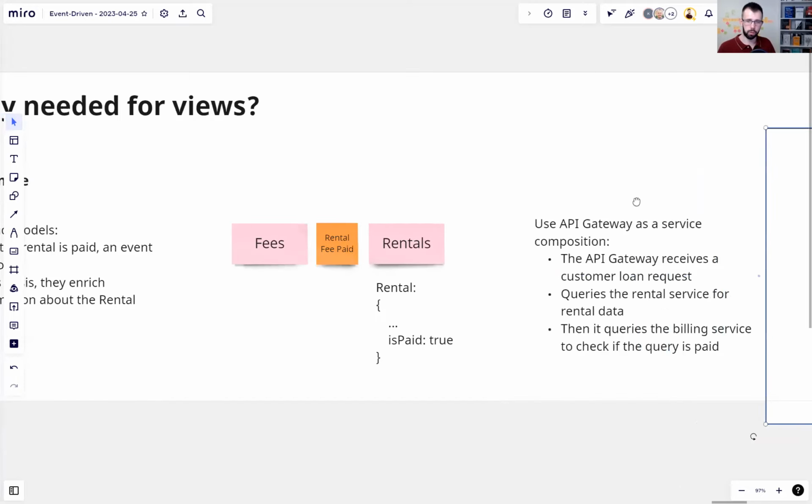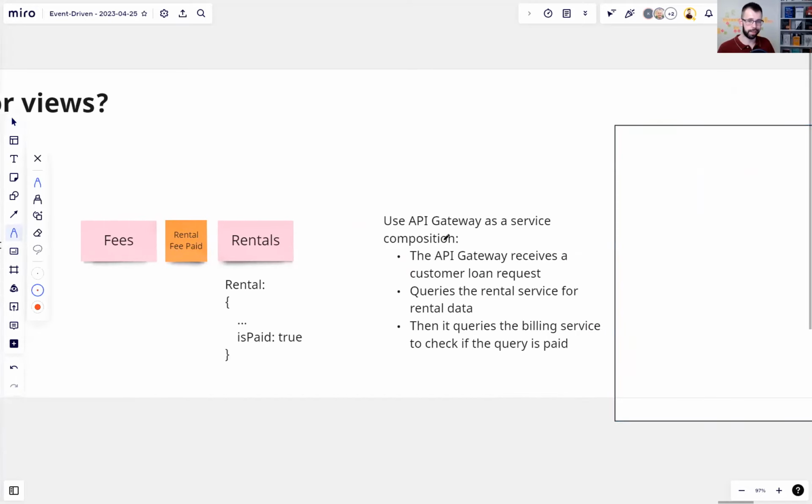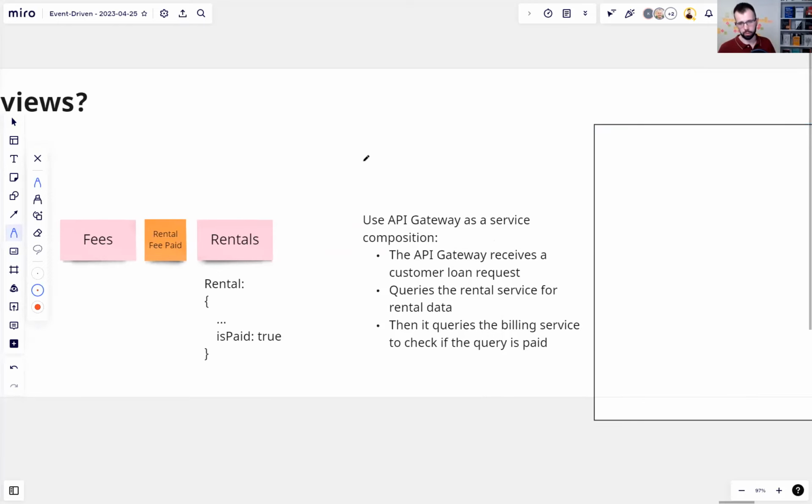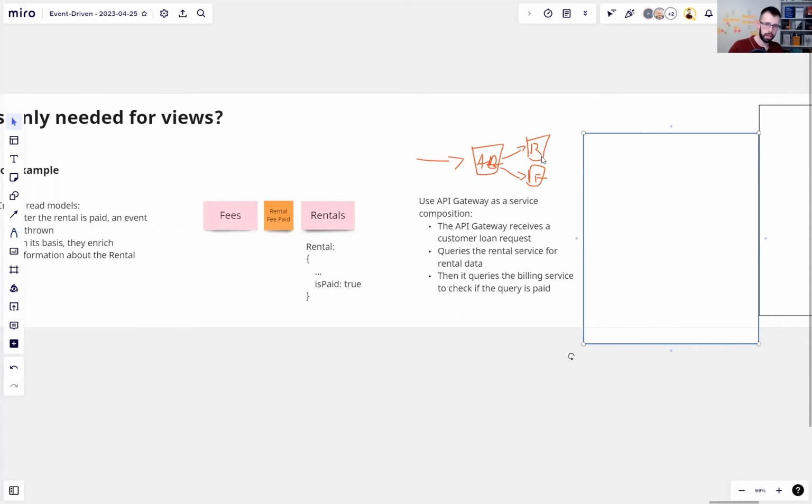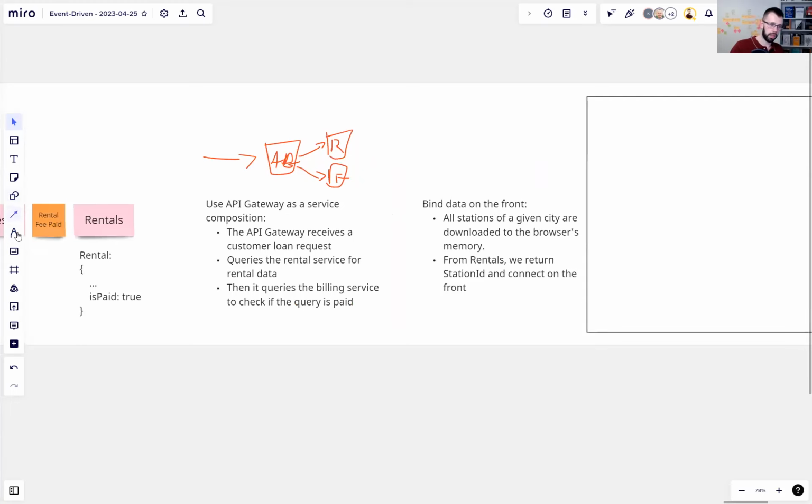A different option is that we can use a gateway as a service composition. We will connect to an API gateway and we will connect to two different parts of the system: queries from the rental data, and then querying the billing service, like the fee service, and the rental service as well. Another thing is that we can bind data on the front end.